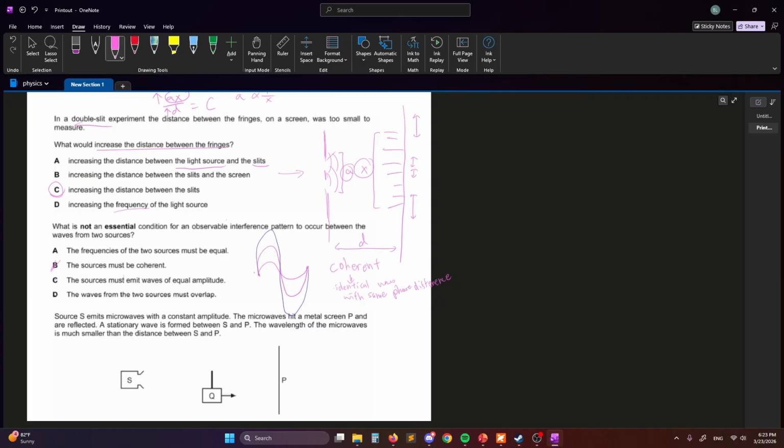So in this case, I'm pretty sure A also has to be eliminated because based on the phase difference, they have to match phases, right? So they also have to have the same frequency so that they meet on the same nodes and antinodes, right? And then for D, the waves of the two sources must overlap. If they don't overlap, how are we supposed to observe them, for example, right? So it can't be D, and thus our last answer is just going to be C.